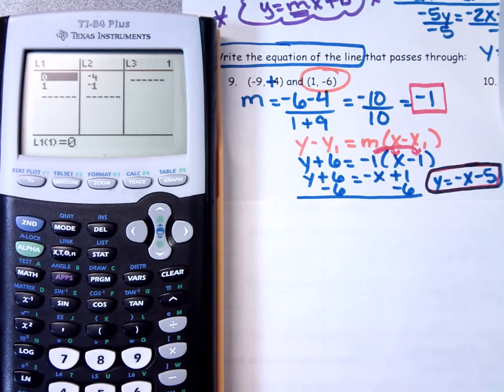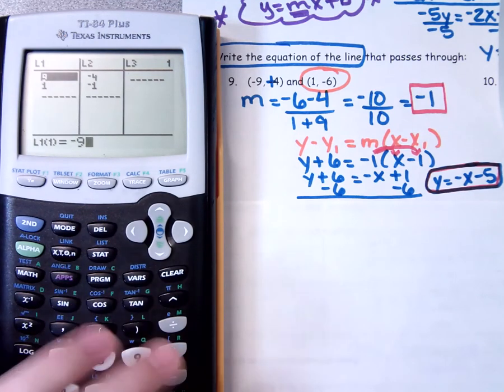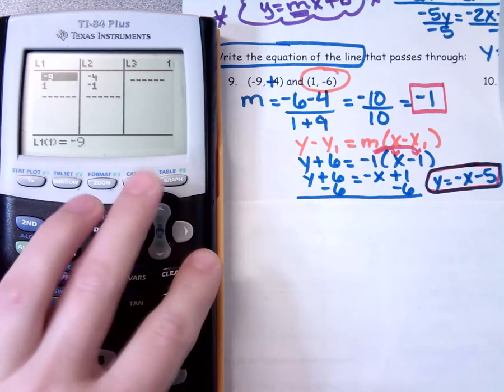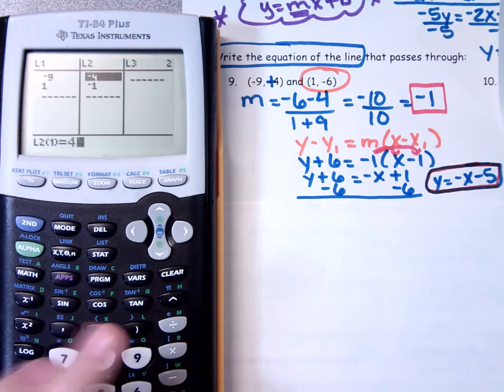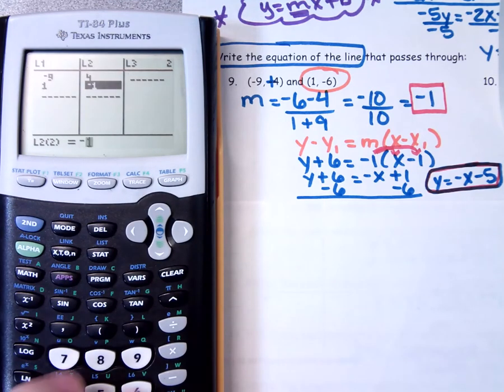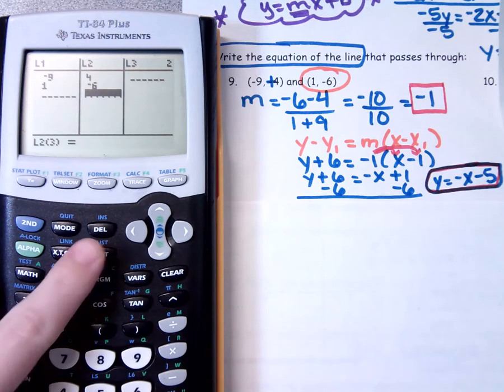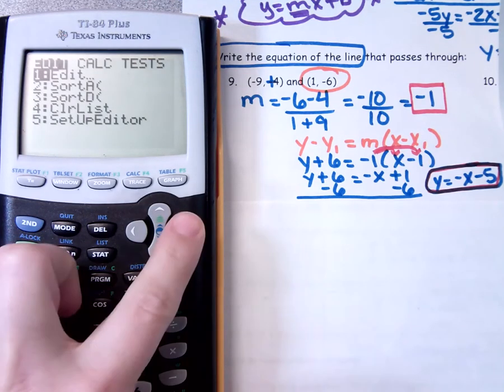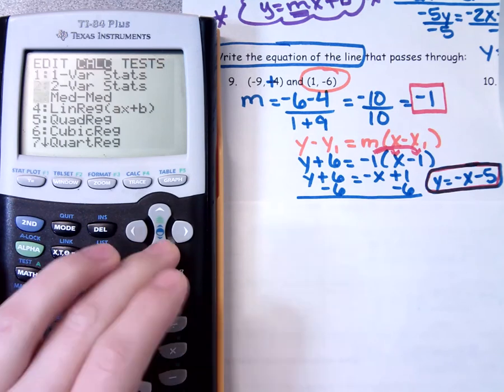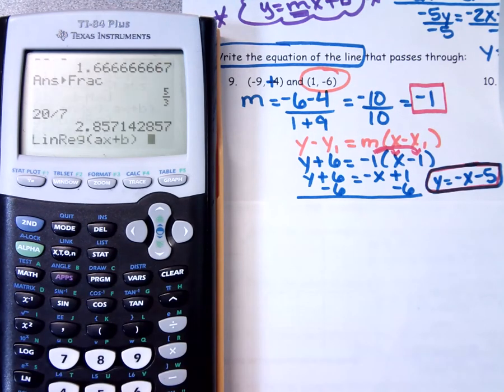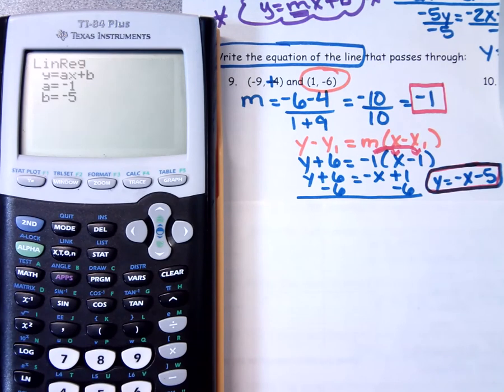List 1 are for the x's. So my x's are the -9 and the +1. The y-coordinate that goes with the -9 is a 4, and the y-coordinate that goes with the 1 is -6. And then I go to Stat again. I right arrow over to Calculate. I want to write the equation of the line, so I'm going to go to number 4. I hit enter one more time. It shows me that my a, which is the slope, is -1, which is what I found here. I just didn't write the -1, but you can. And the y-intercept is -5, which is what we found.